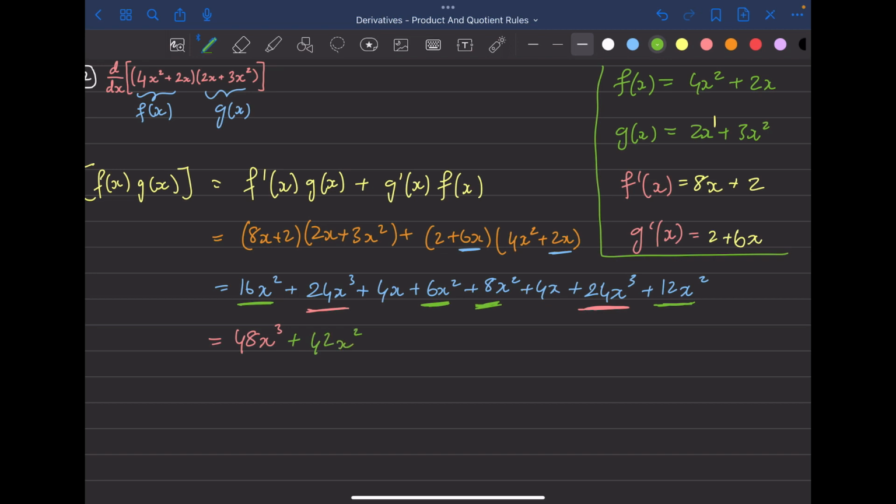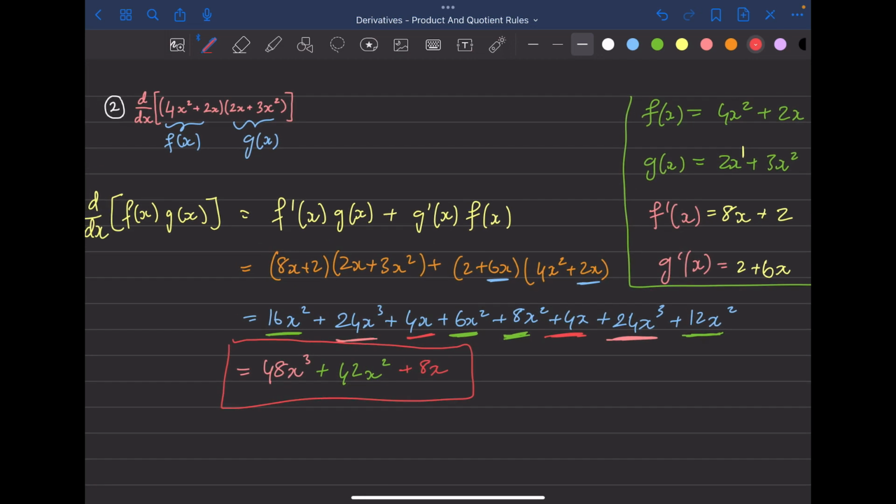And then we have the x's, the easiest ones. So 4x plus 4x, that is 8x. And we are done. This is our final answer for the derivative of this bigger function.